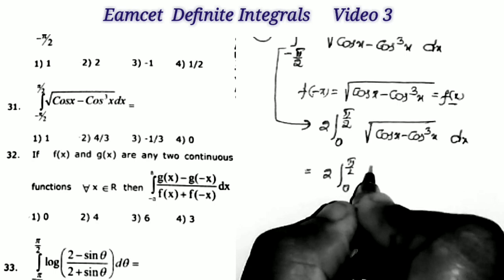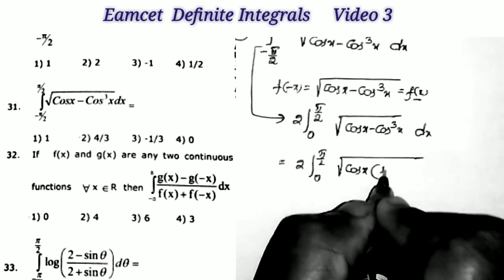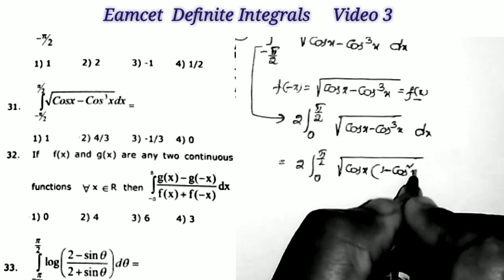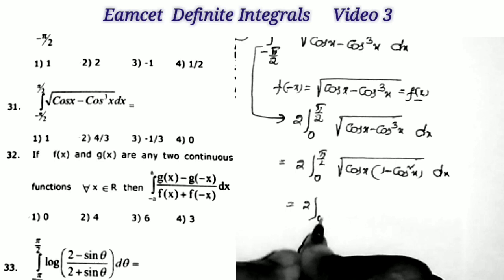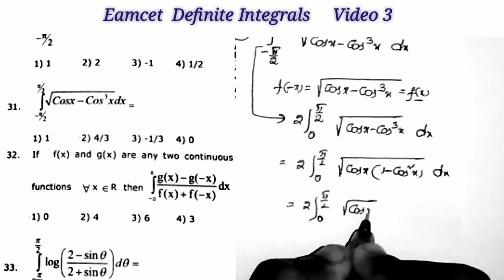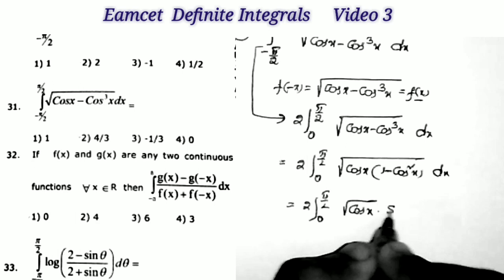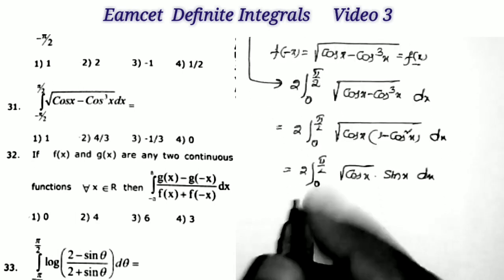In the next step, first I take cos x common from this step, that is cos x into the remaining value, 1 minus cos square x, into dx. Now this is equal to 2 into integral 0 to pi by 2 square root of cos x into root 1 minus cos square x, and root 1 minus cos square x is equal to sin x.